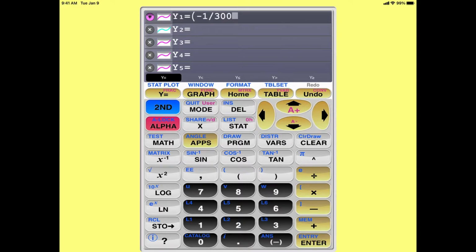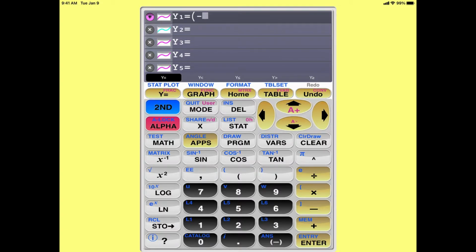Negative 1 over 300, close the parentheses, x squared plus 3/4. If I have not shown you this, there is another way of getting the fraction. I'll do it for this one. Okay, let's just use, it's there in pink on my screen now.